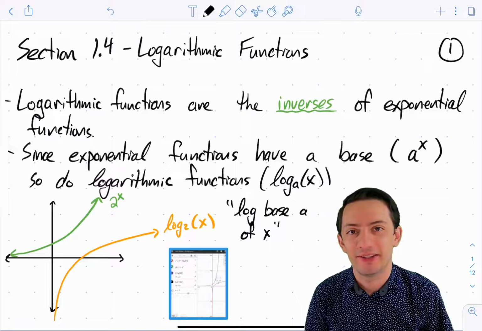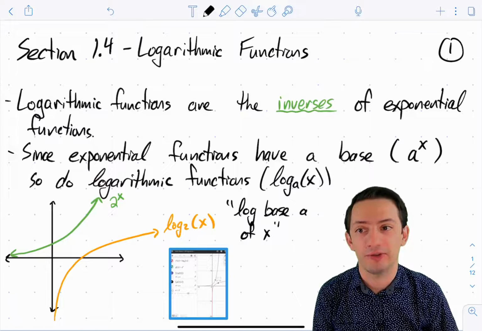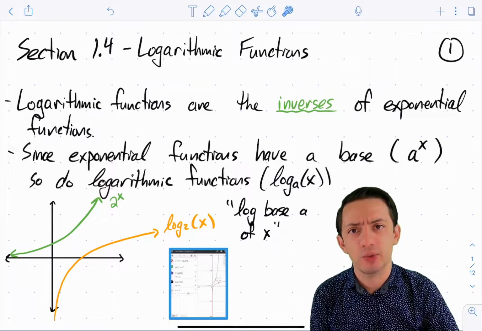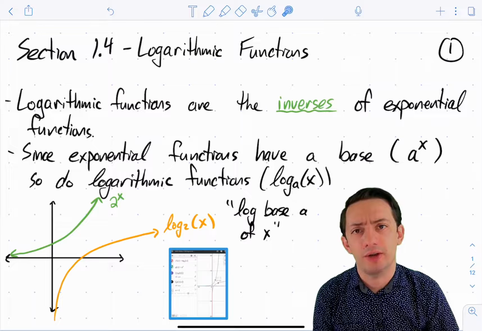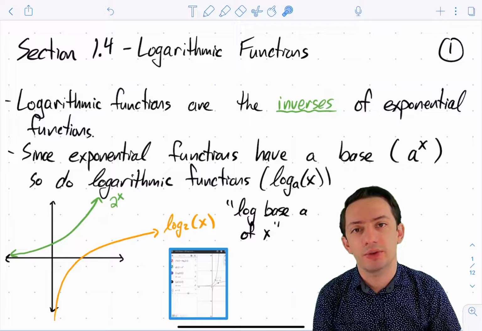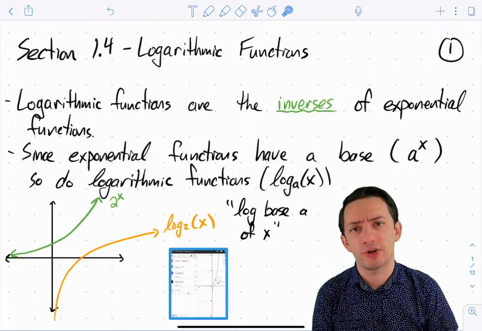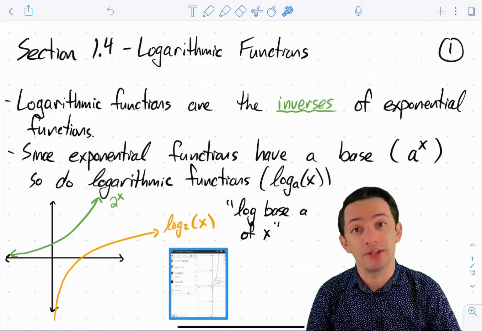Hey everybody. Today we are talking about section 1.4 in the textbook called Logarithmic Functions. Now in section 1.2 we talked about a type of function called an exponential function, and in section 1.3 we talked about inverse functions among other things. An inverse function is kind of the opposite of the original function.